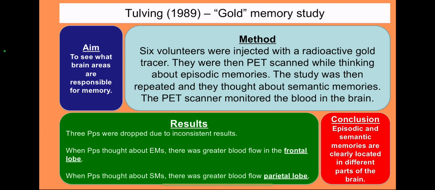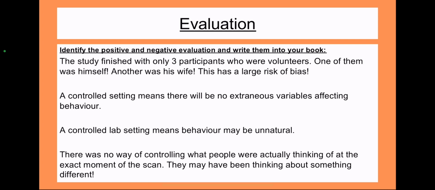You need to know this study in case you get asked to describe it in the exam. Now, you could get asked to evaluate it. So the evaluation's nice and straightforward. First one is clearly a problem. We finished with only 3 participants. They were volunteers. One of them was himself and another one was his wife. So not only is this a small sample, there's quite a risk of bias.